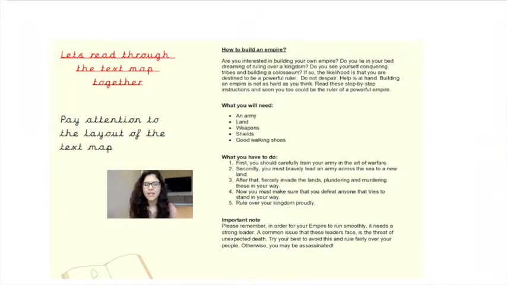What you will need: an army, land, weapons, shields, good walking shoes. What you have to do. Number 1. First, you should carefully train your army in the art of warfare. Number 2. Secondly, you must bravely lead an army across the sea to a new land. Number 3. After that, fiercely invade the lands, plundering and murdering those in your way. Number 4. Now you must make sure that you defeat anyone that tries to stand in your way. Number 5. Rule over your kingdom proudly.